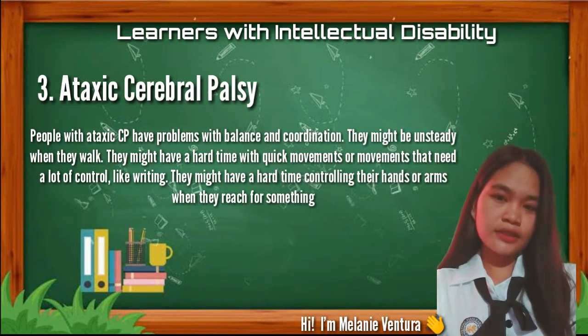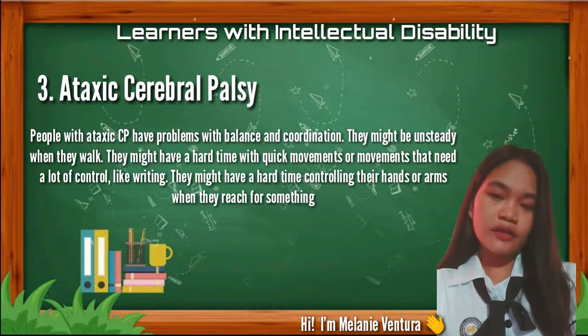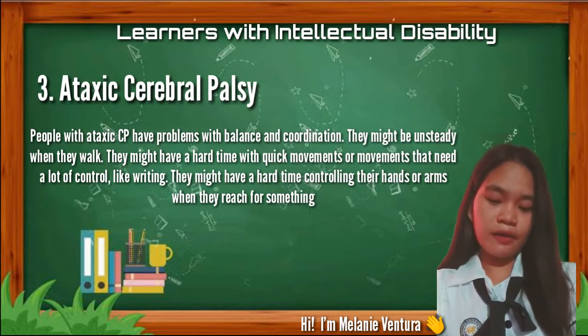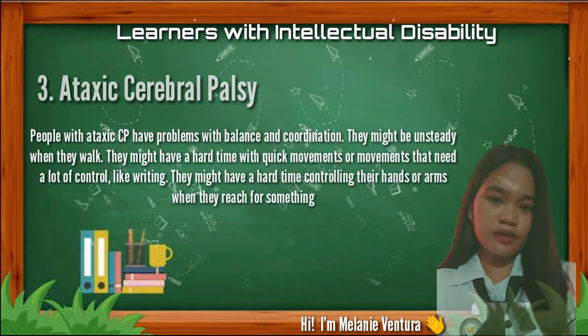People with ataxic cerebral palsy have problems with balance and coordination. They might be unsteady when they walk. They might have a hard time with quick movements or movements that need a lot of control, like writing. They might have a hard time controlling their hands or arms when they reach for something.